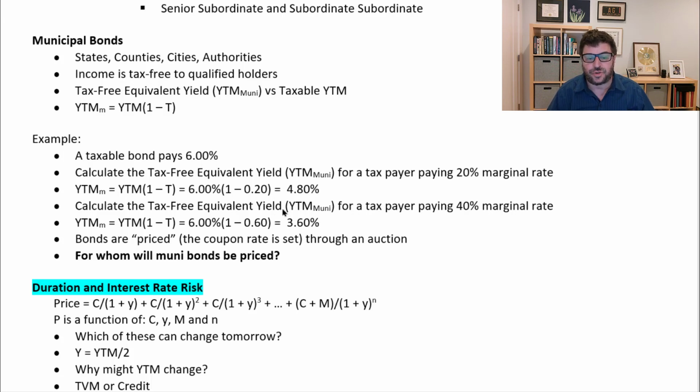And so the Boulder Valley School District is going to issue the bonds not with a 4.8% coupon. They're going to issue it with a 3.6% coupon. And so therefore muni bonds are priced for those who pay the highest tax rate. And that makes sense. The higher my taxes, the more valuable a tax-free income is to me.